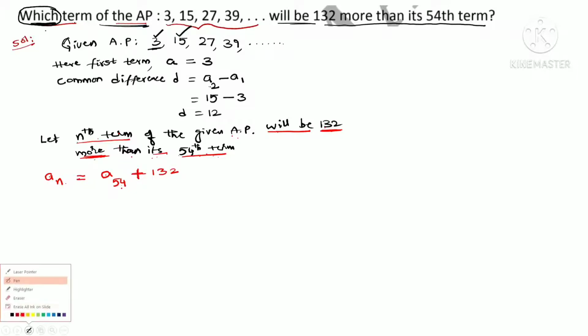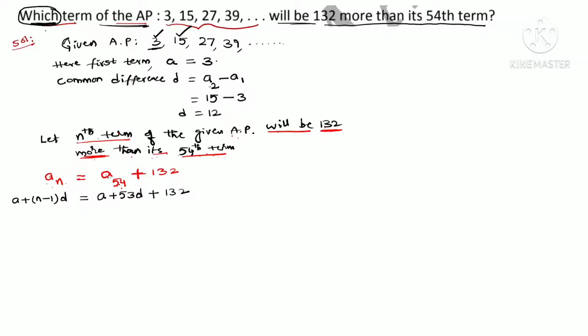After that, what we need to do is very simple. The nth term formula: what is the formula for AN? A plus n minus 1 into D. Next, A54 is A plus 53D plus 132. Next step, we know the value of A as well as D. These two values we have to substitute in this. Let us substitute the A and D values here.